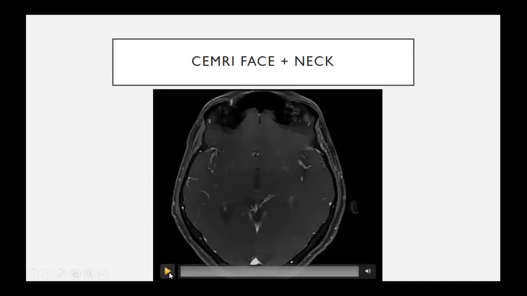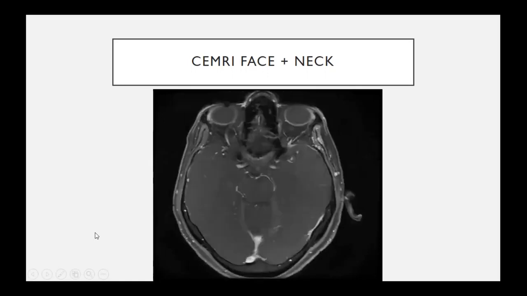Yes, sir. Okay. So normally the right side is usually more dominant than the left. Yes. So your odds are that if you have said the right side is more, it's more likely to be right. Okay.